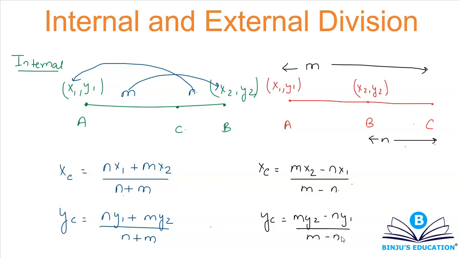Now, if someone says the midpoint, the midpoint will be the case of internal division. So m is to n will be equal to 1 is to 1. So m and n will be equal. So in case of midpoint, you will get the coordinates as (x1 plus x2) by 2 and (y1 plus y2) by 2. And remember that again in this case, you will take x1, x2, y1, y2 with their respective signs. Remember that.